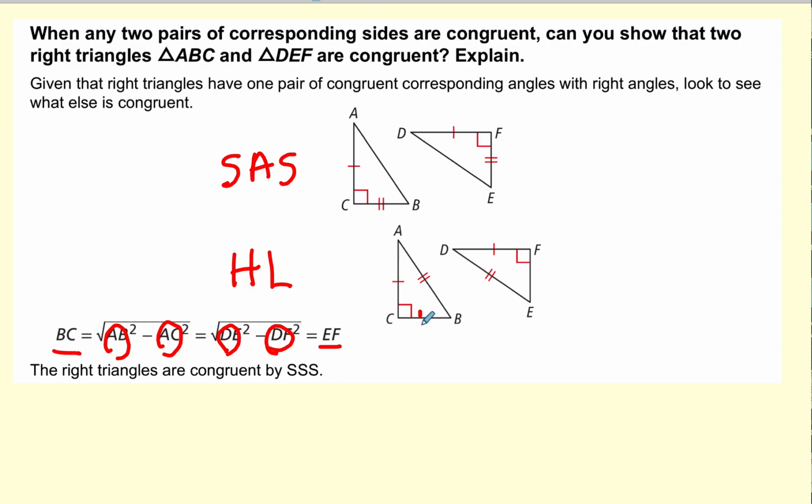And when they're the same answers, that means this will be congruent to this, and therefore these two triangles are congruent. Even though at first we said it wasn't, they are congruent by SSS. The only reason it works is because it's a right triangle and we were able to use the Pythagorean theorem.